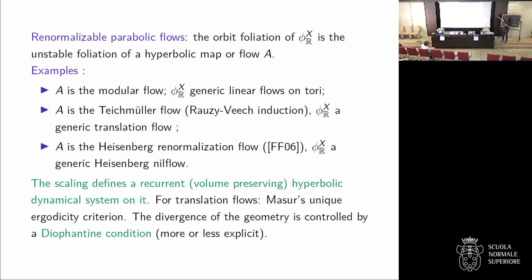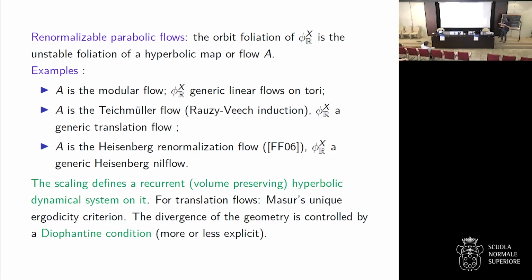And then there are some classes where you have flows. We have parabolic systems which are almost self-similar, so they are still renormalizable. In particular, for instance, the renormalization could be the modular flow, so the geodesic flow on the modular surface, and you have the linear flows on the torus. So this is more or less a relation. You can have the Teichmuller flow or the Rauzy induction, and you have a generic translation flow. And I just explained you can have the Heisenberg renormalization flow, and the flow will be a generic Heisenberg flow.